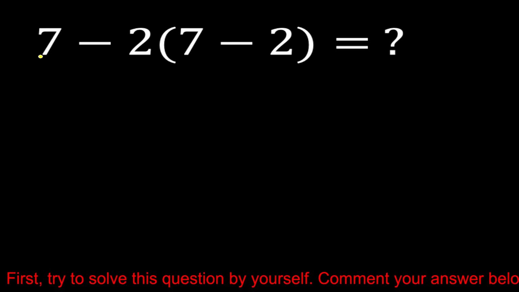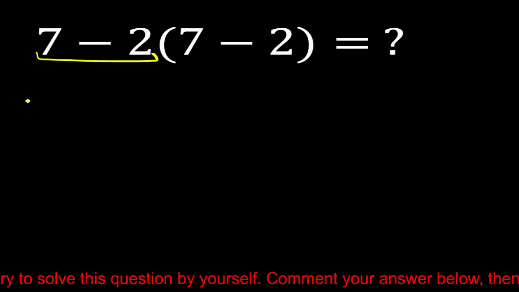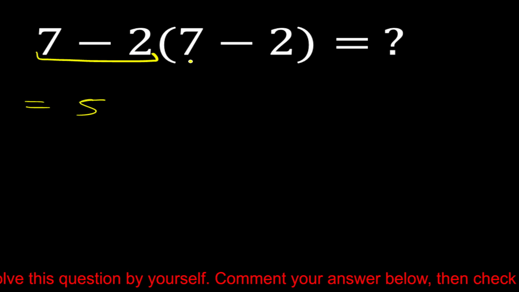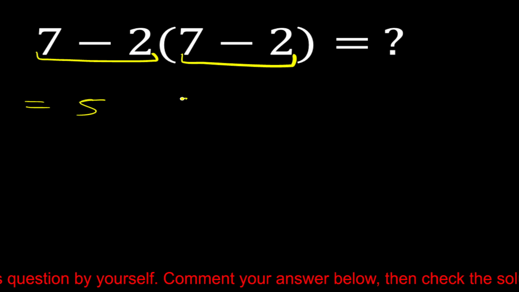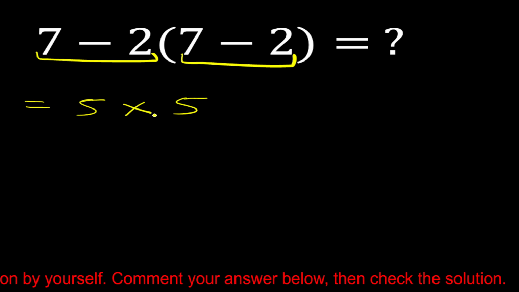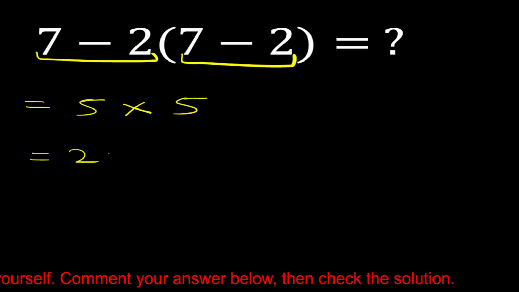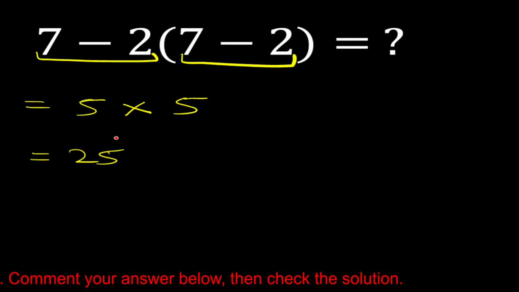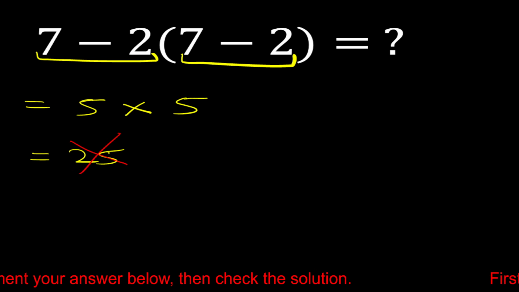So most people solve this question like 7 minus 2 is equal to 5. Then again 7 minus 2 is equal to also 5. Now 5 multiply 5 is equal to 25. Okay, but this answer is not correct. This answer is completely wrong.